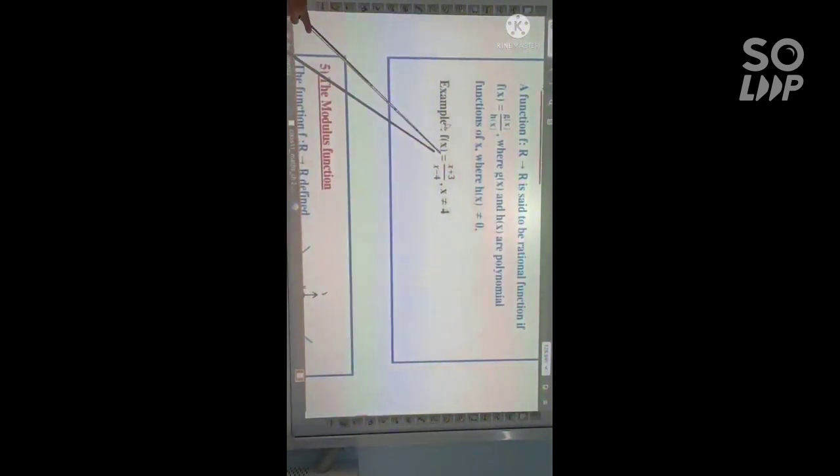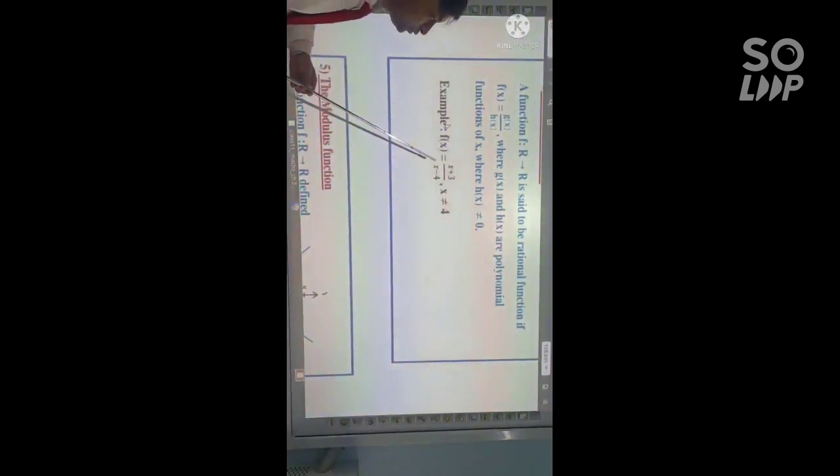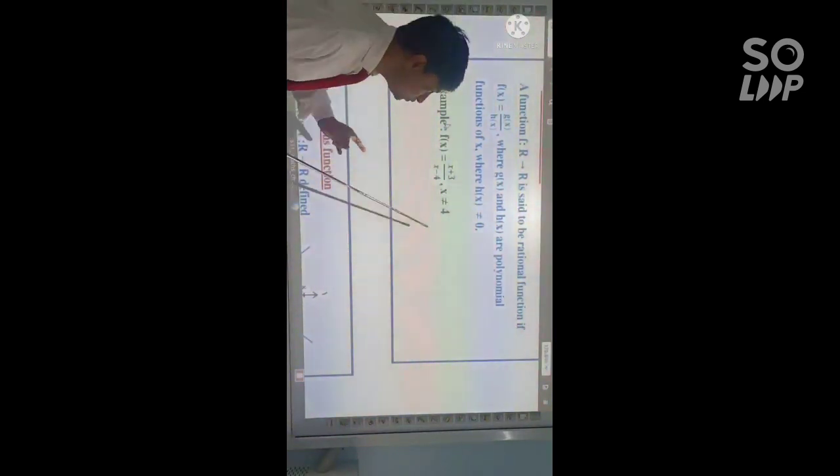Example, f of x equal to x plus 3 upon x minus 4. The denominator is equal to 0 when we put x equal to 4, 4 minus 4 equal to 0, then we say that x not equal to 4. For x equal to 4, this is an undefined number.